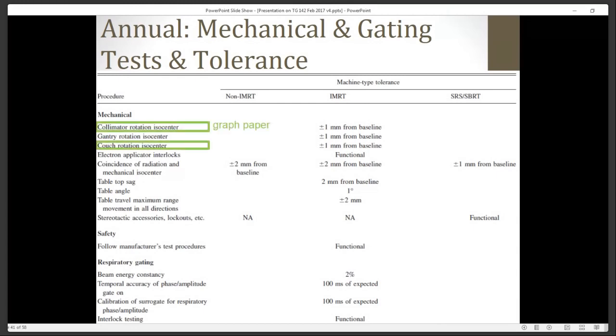A couple of things I'd like to point out here, and just the ease of carrying this out. Collimator rotation isocenter and couch rotation isocenter can be done with graph paper, the same setup basically. Tape a piece of graph paper to the table and rotate those. The coincidence of the radiation and mechanical isocenter, that's basically your star shot, would be done with film or portal imager where possible. Gantry rotation isocenter can be done with the front pointer.